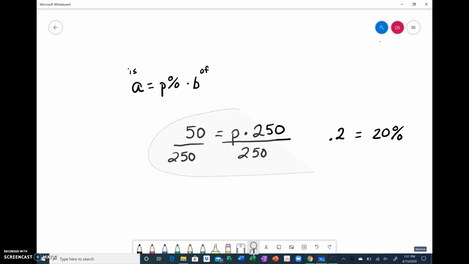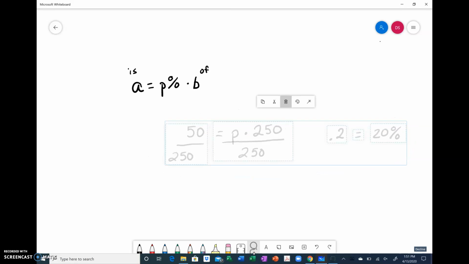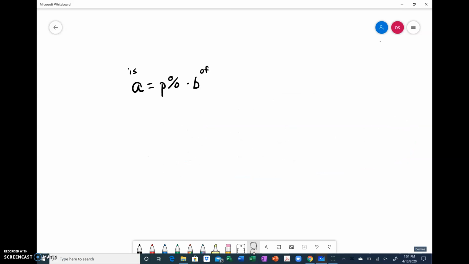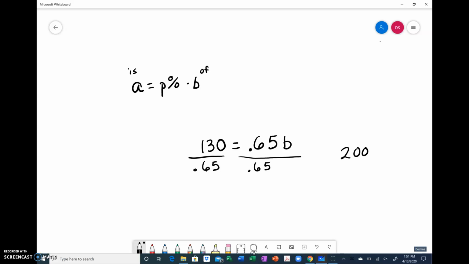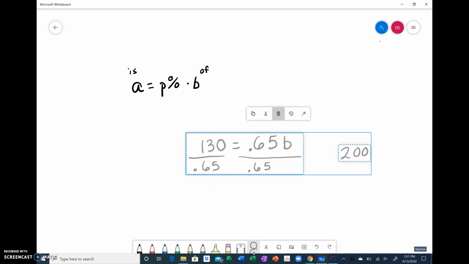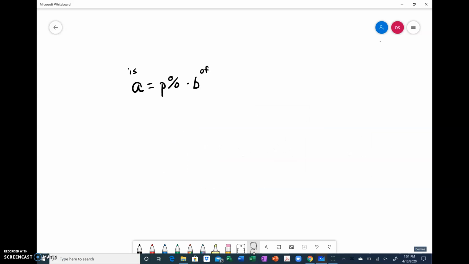Real quickly, let's do 6. 130 is 65%, and I'm changing it to a decimal, of what number? We don't know the whole, so I'm going to divide again. And 130 divided by 65 is 200. So hopefully you worked those out on your own and then checked your answer based on what I did. I'm going through them quickly so I have time to look at some of your homework.